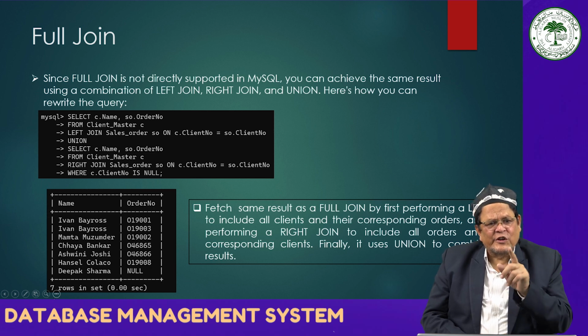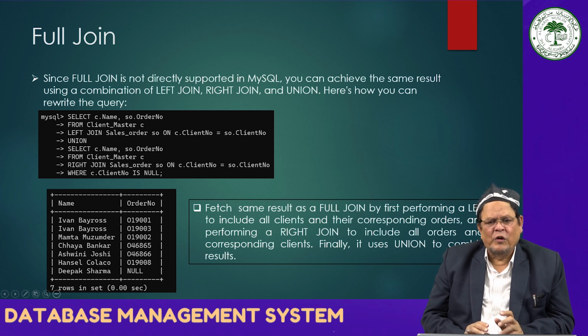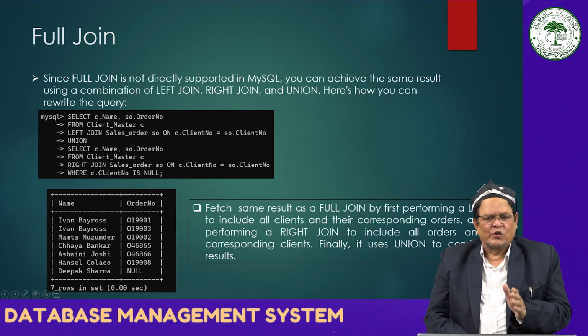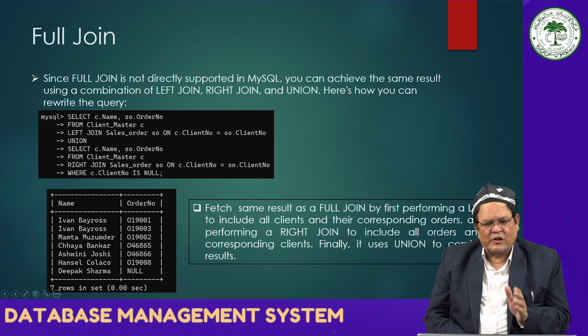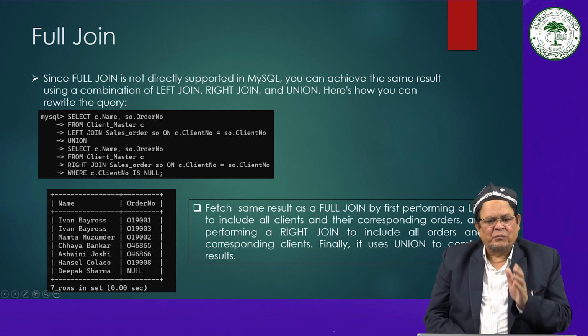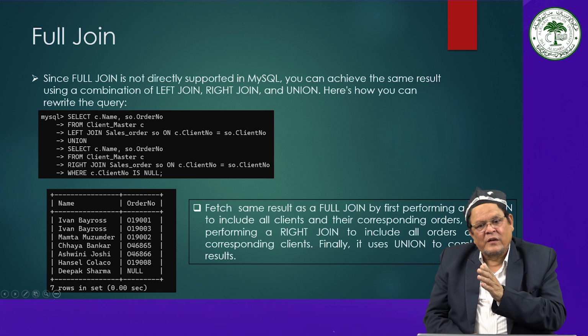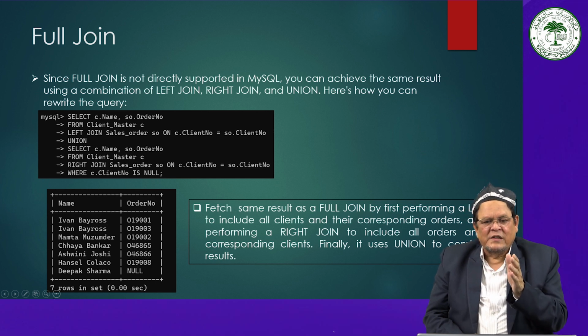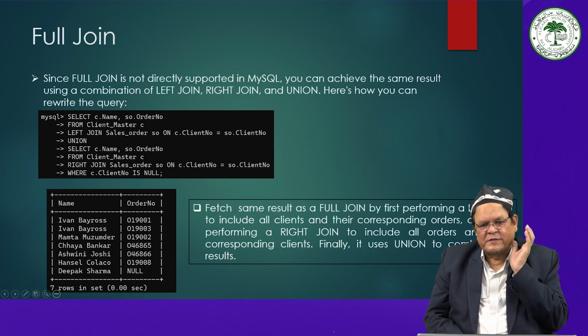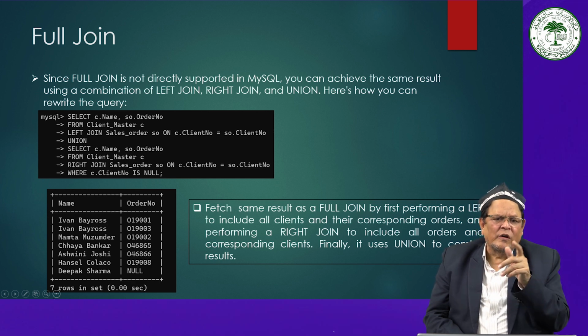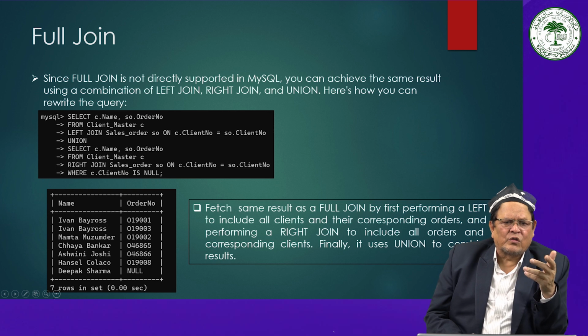This query will fetch the same result as a full join by first performing a left join to include all the clients and their corresponding orders. Then it performs a right join to include all the orders and their corresponding clients. Finally, it uses union to combine the results. So how will you write it on your computer screen?